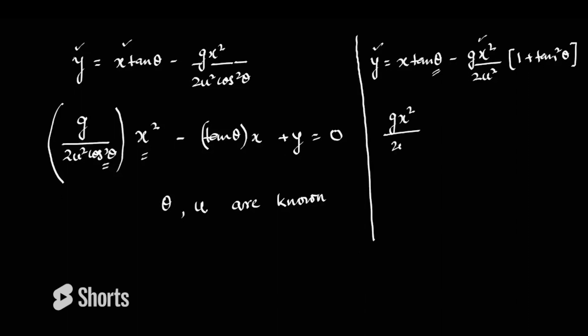gx square upon 2u square. I can say it will be equal to tan square theta minus x tan theta, and then I will have y plus gx square plus 2u square. So this is a quadratic equation in this format, and you can solve it whenever x and y are given to you.